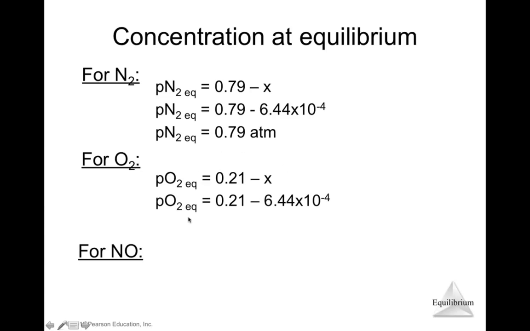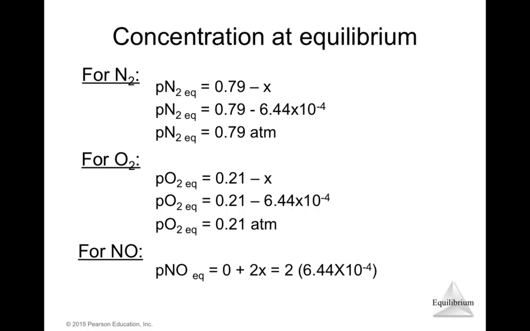We substitute the x, and we're going to have basically the same value, because remember that this was really small, so that's why we could make the assumption that x was really small. But for nitrogen now, the pressure at equilibrium will be 2x, so it'll be 2 times 6.44 times 10 to the power of minus 3 minus 4, and the pressure at equilibrium for nitric oxide will be 1.28 times 10 to the power of minus 3 atmosphere. So those are the partial pressures at equilibrium for this chemical reaction.